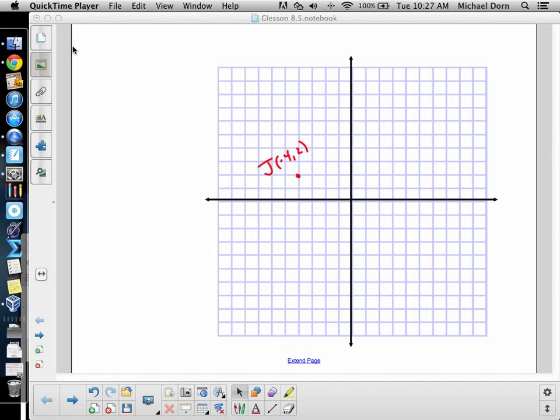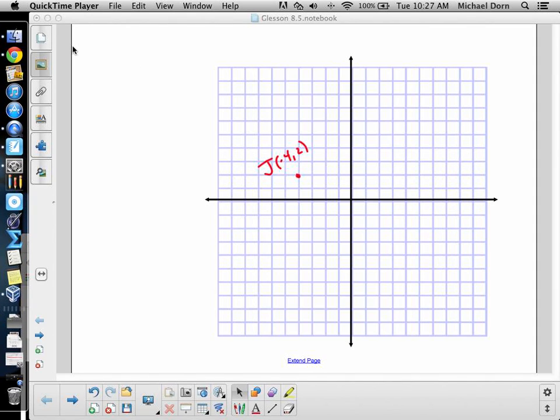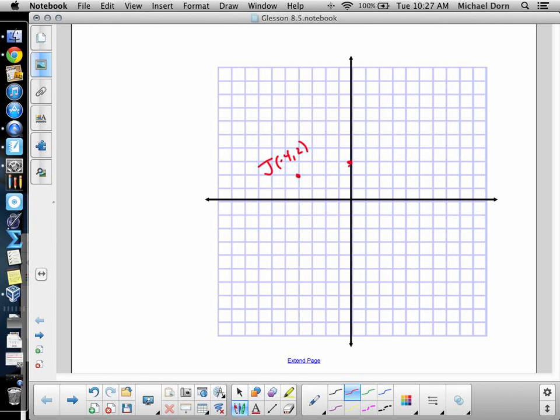Okay. So J is at negative 4, 2. K was at 0, 3. L is at 1, negative 1. And M is at negative 3, negative 2.